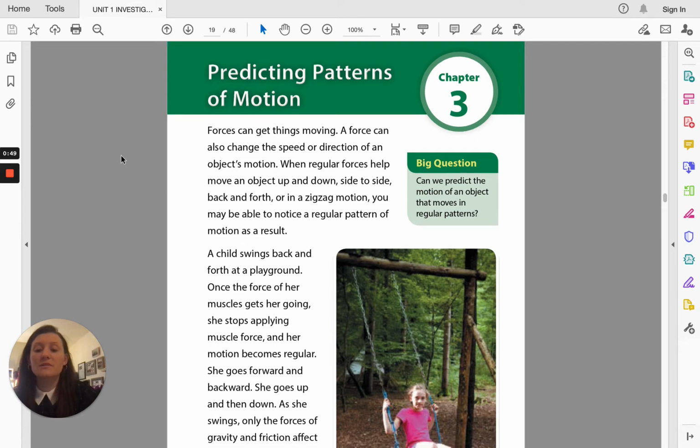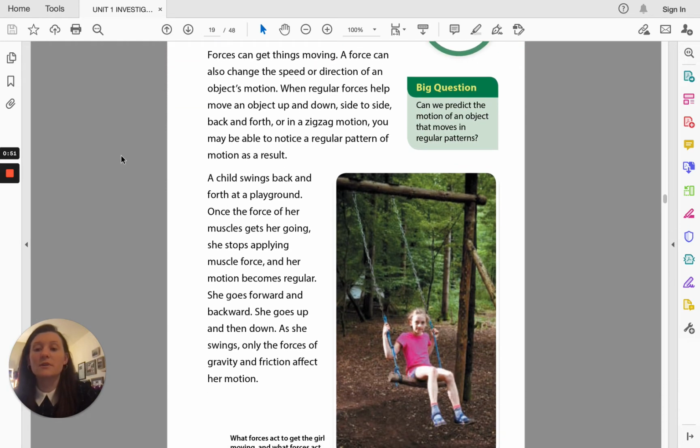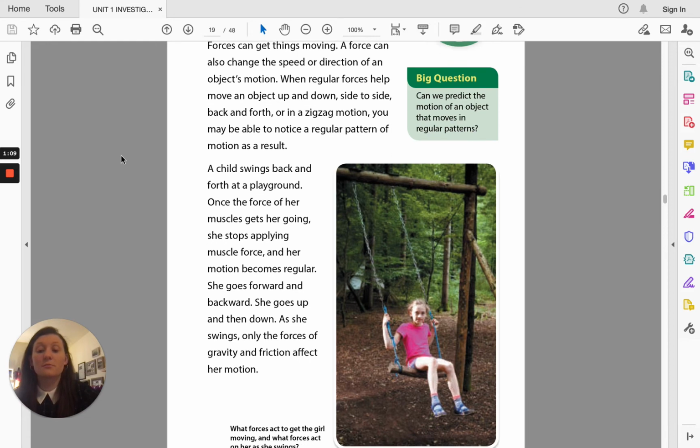A child swings back and forth at a playground. Once the force of her muscles gets her going, she stops applying muscle force and her motion becomes regular. She goes forward and backward. She goes up and then down. As she swings, only the forces of gravity and friction affect her motion.